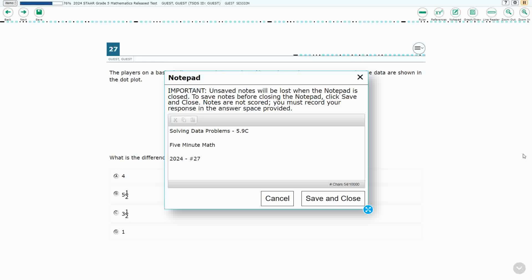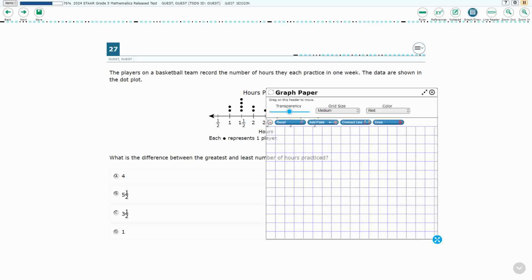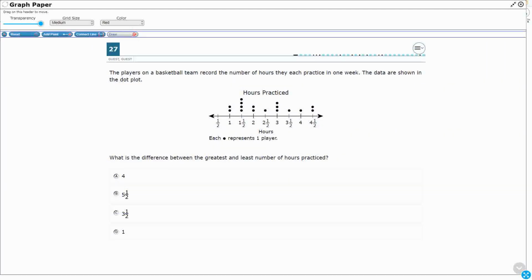Today we are looking at the 5th grade concept of solving data problems. This is standard 5.9C in the great state of Texas, and we are using item number 27 of the 2024 released STAAR test. If you haven't done so already, please go ahead and take a moment to pause the video, work this problem out on your own, unpause it, and we will look at our answers together.